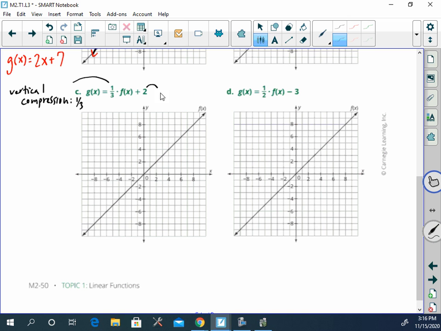And this +2 does the same thing as it did before with the +7. This one's +2, so it's up 2. So same idea over here for your description. And then we want to come up with a table here. So I've got my f of x and my g of x.